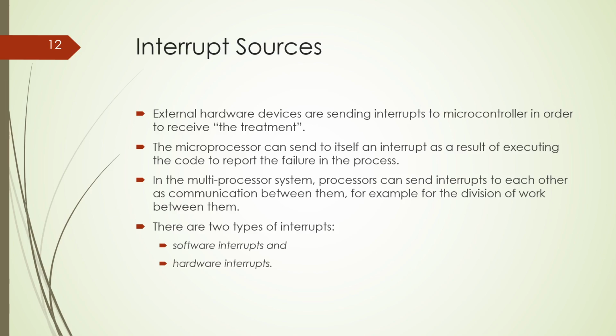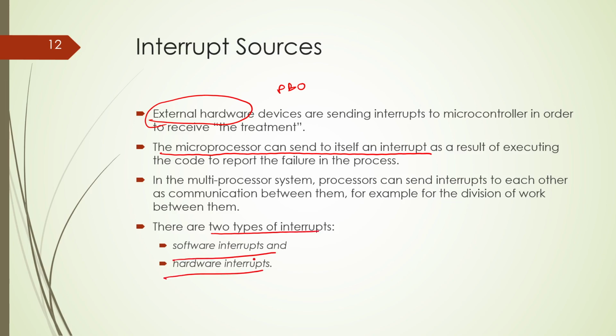So interrupt sources: there are several sources of interrupt. For example, external hardware, which you use in the lab, which is PB0, the push button connected to port B0. The microprocessor can set itself an interrupt, and a multiprocessor can interrupt each other. There are two types of interrupt: software interrupt and hardware interrupt. The one that you have for the push button is the hardware interrupt.